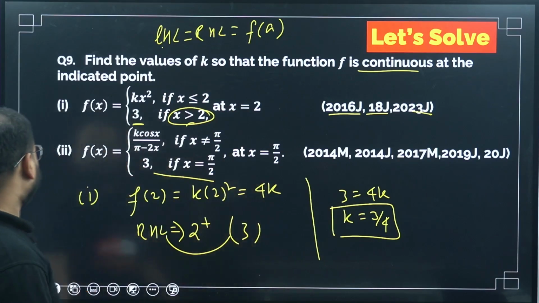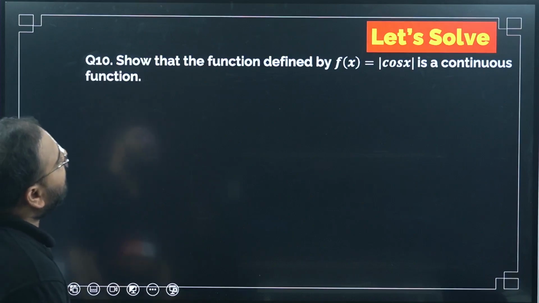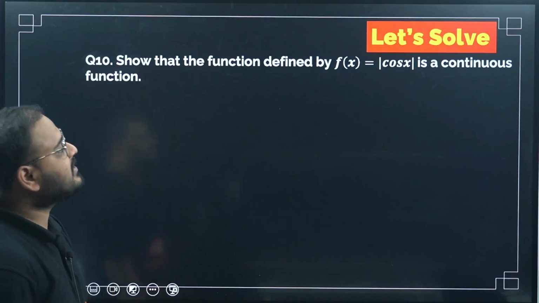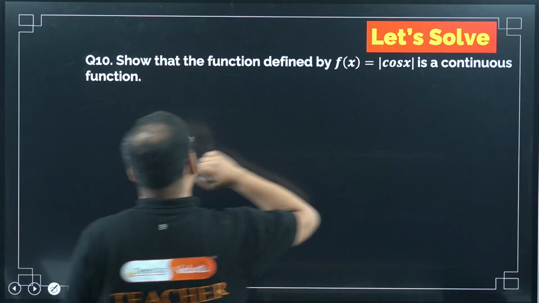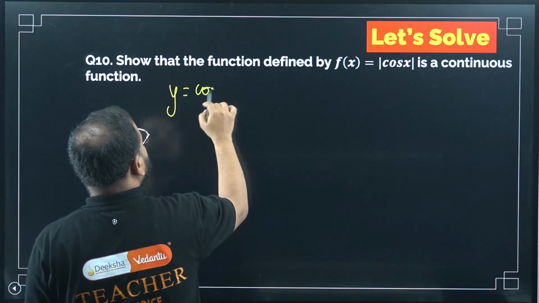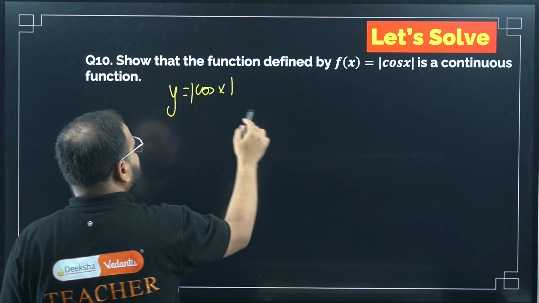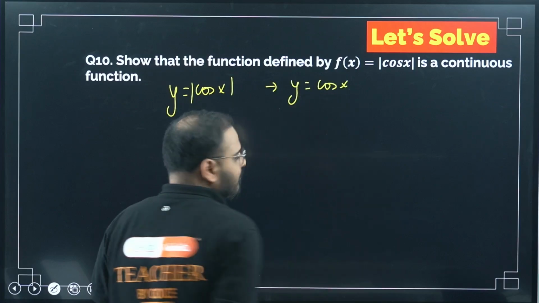Okay, chaliye. Question number 10. Show that the function defined by f(x) equals to mod of cos x is a continuous function. Okay, let's do it. This is a very simple problem. Simply y equals to mod cos x. So first do one thing. Draw the graph of y equals to cos x. Okay, we have to analyze the graph.